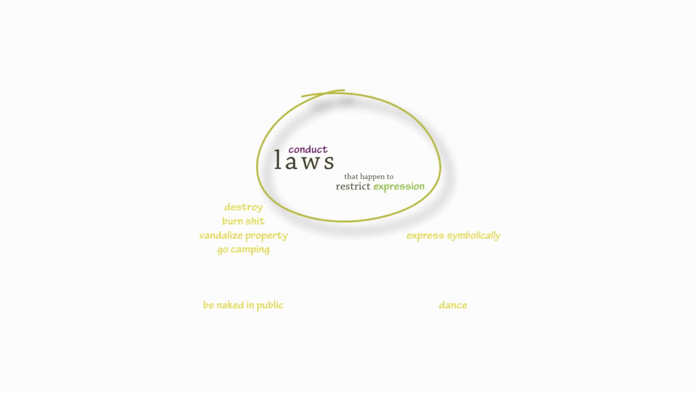So when the government uses a conduct law to restrict or punish expression, what do you do? United States v. O'Brien gives us the answer to that question. It tells us what to do on the flowchart when that happens. What you see right there, destroy, burn, vandalize, go camping, be naked in public, we'll see cases where this has happened for all of those. And the first of those, the one that created the answer to this quandary, was U.S. v. O'Brien.